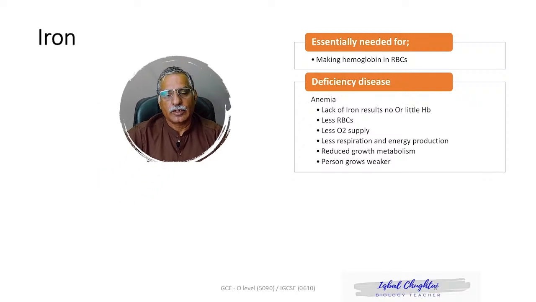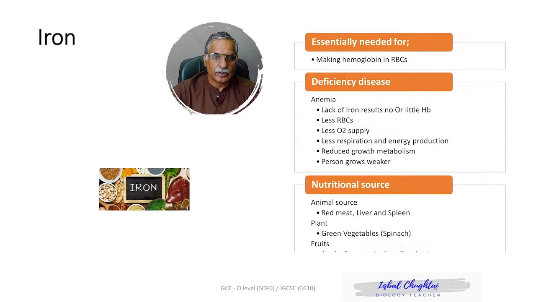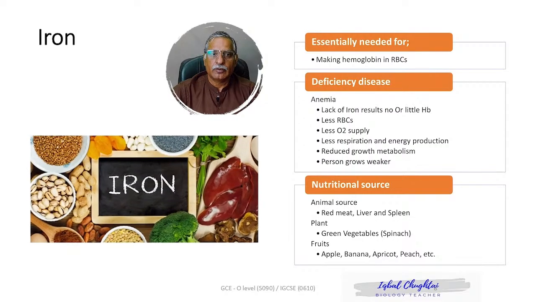And where can we get this iron from? Iron we can obtain from green vegetables like spinach. We can obtain iron from fruits, apple, banana. They are a rich source of iron. Any other fruit like apricot, peach, also has iron in it. Similarly, from meat we can have iron too, like red meat, meat from goat like mutton, beef, or even liver, which is also rich in iron.